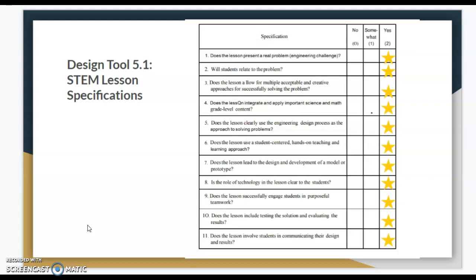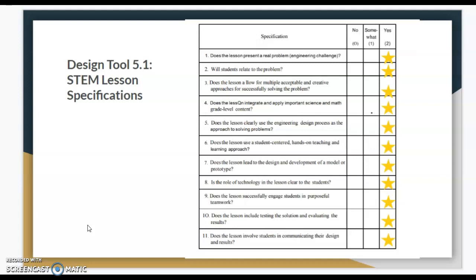Does the lesson integrate and apply the importance of science and math? Yes, this is geared towards a second, third grade classroom since I'm in special ed, and so that fits in perfectly with our circuit science curriculum, and math would be tied into geometry with the shapes and creating that. Number 5, does the lesson clearly use the engineer design process? Yes, because I used it in order to create it.